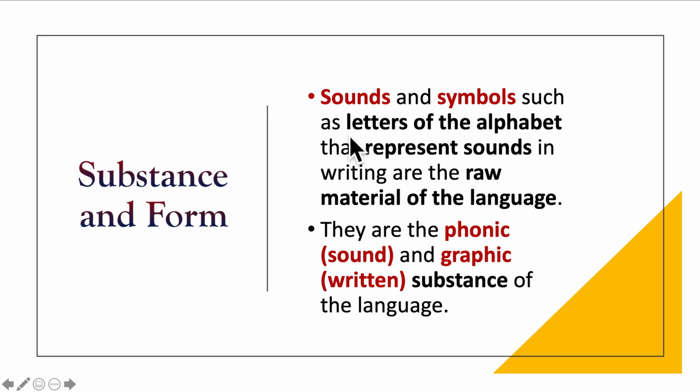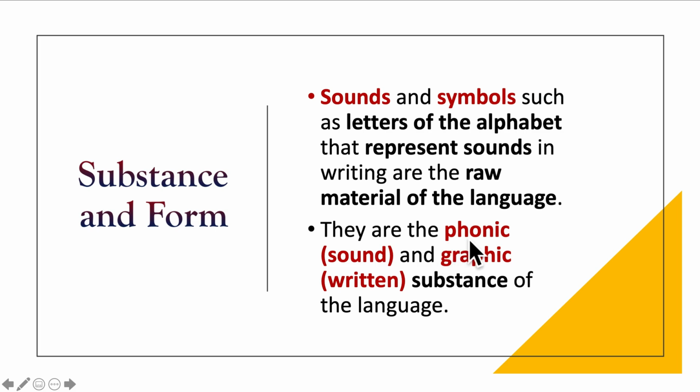Sounds and symbols, such as letters of the alphabet that represent sounds in writing, are the raw material of the language. How many sounds do we have in the English language? We have 44 sounds, and we have 26 symbols, the alphabet from A to Z. They are the raw material, and raw means uncooked, not cooked. Out of those sounds and symbols you can make any word you like.